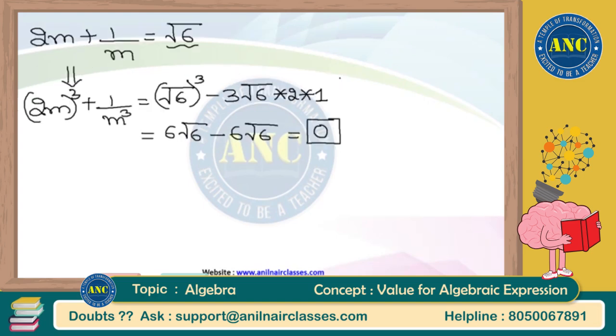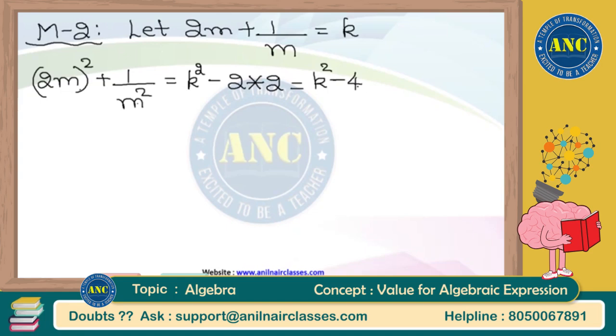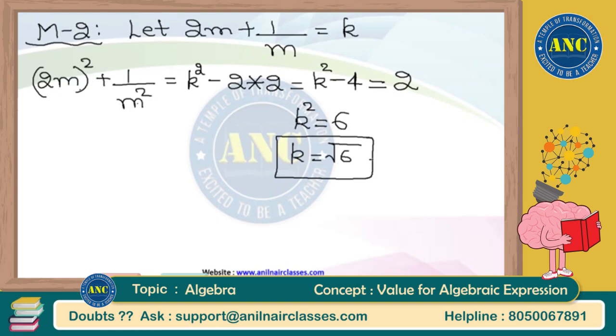But think logically, sir, in the question itself they have given you the value of (2m) whole square plus 1 by m square. In the question itself they have given the value as 2. That means this k square minus 4, whatever I got, is exactly equal to whatever is given in the question as 2. If k square minus 4 is 2, k square will be 6. k is equal to plus or minus root 6. So I know that this k value is root 6. This is my second method of finding the k value.